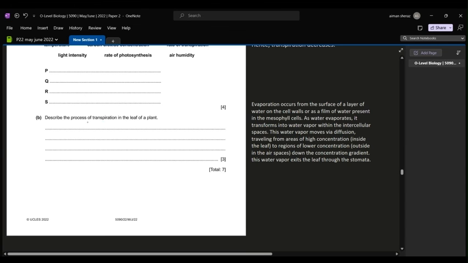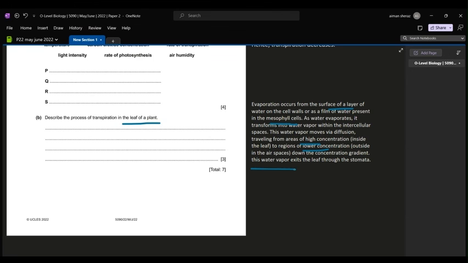Part B, describe the process of transpiration in the leaf of a plant. So what happens is that there is evaporation occurring from the surface of the layer of water on the cell walls, or as a film of water present in the mesophyll cells. Then the water evaporates and transforms into water vapor within the intercellular spaces, and then this water vapor moves via diffusion, traveling from areas of high concentration to lower concentration. Down the concentration gradient, this water vapor exits the leaf through the stomata. So you had to write any three key points from this paragraph, and you would have scored 3 marks. So this brings us to the end of the paper.